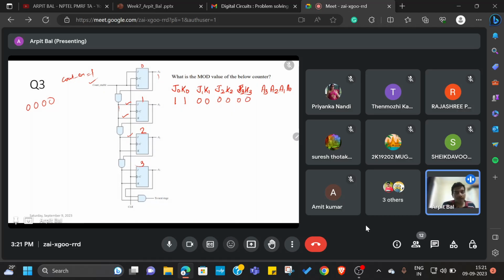Now answer this. If J0 K0 equals 1 1, then what will happen to this state?